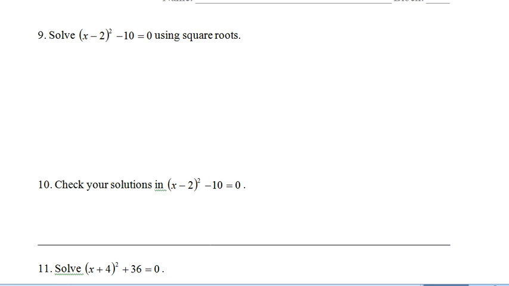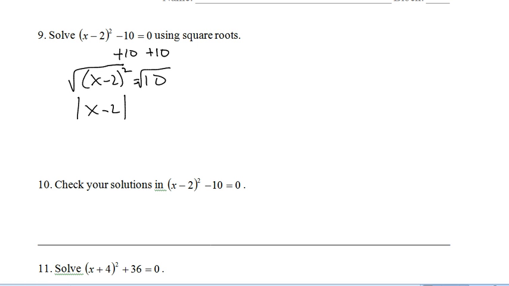And let's have a look at question 9. First thing we have to do is add 10 to both sides to get the squared thing by itself. Now we square root both sides. So the absolute value of x minus 2 is going to equal root 10.